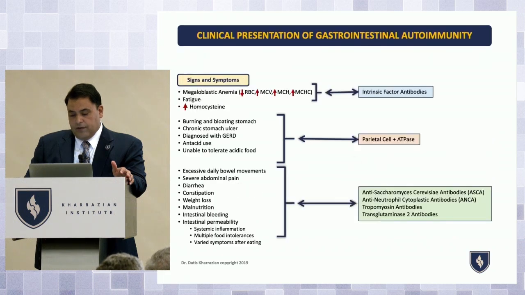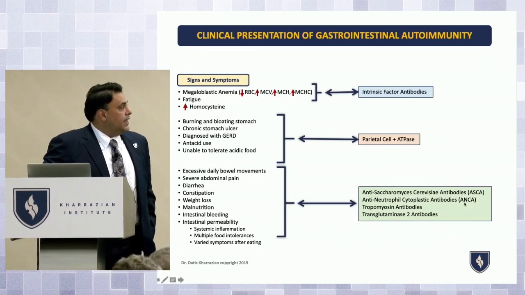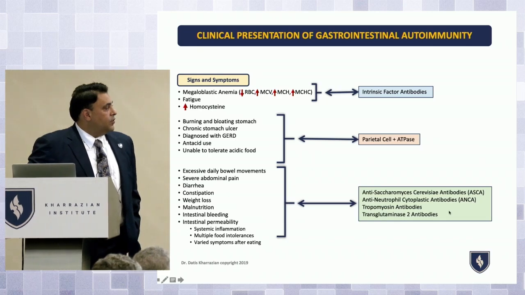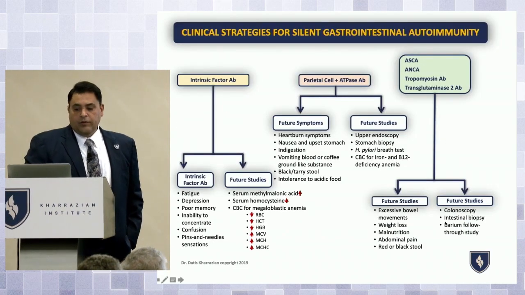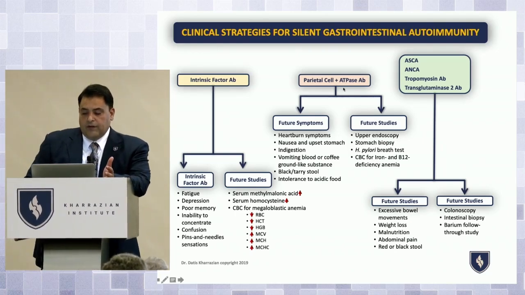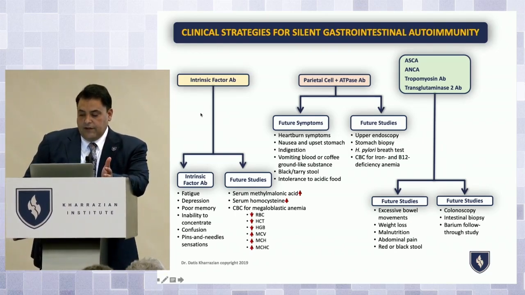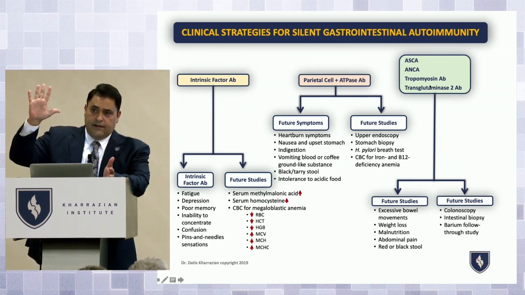Now, this is just a list for you of all the symptoms they have. These are the antibodies. This is correct: ANCA antibodies, ASCA antibodies, tropomyosin, and transglutaminase 2. When you find someone has intestinal autoimmunity with any of these antibodies, intrinsic factor, parietal cell, ASCA, and tropomyosin, and by the way, you can screen for all these with Cyrex Array 5. They'll check for these and all the other ones.